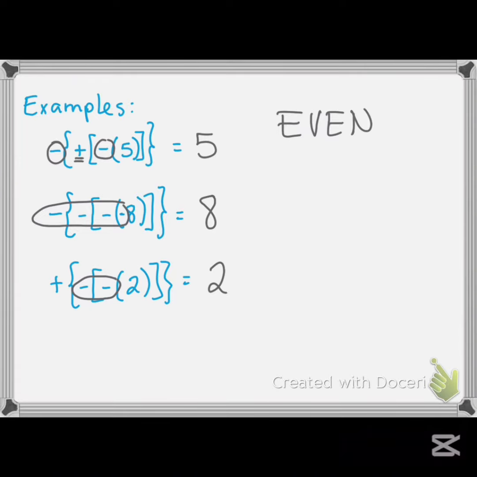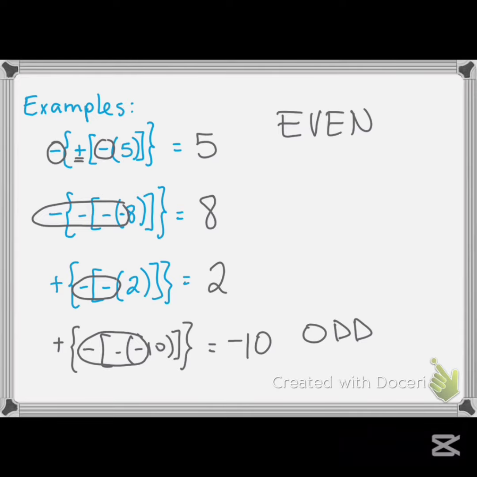Now let's do one example with an odd amount of negatives. In this example, I count, and there are 3 negatives. So because that one has 3 negatives, an odd amount of negatives, the answer is negative 10. And that's it. You just count how many there are and remember the rule.